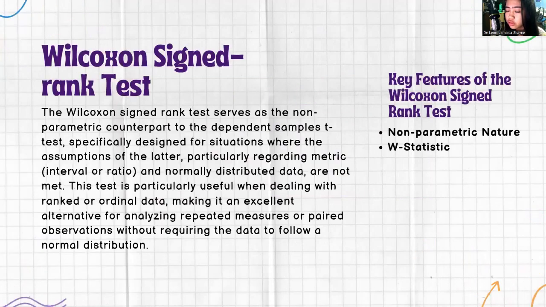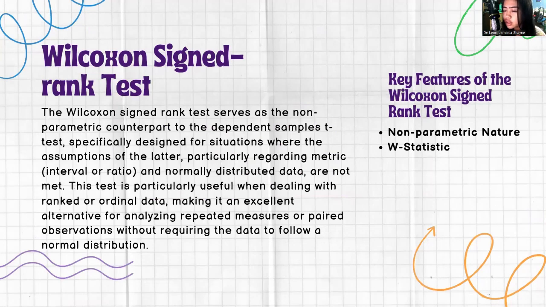What is the Wilcoxon signed-rank test? The Wilcoxon signed-rank test serves as the non-parametric counterpart to the dependent sample t-test, specifically designed for a situation where the assumptions of the latter, particularly regarding metric, interval, or ratio and normally distributed data, are not met. This test is particularly useful when dealing with rank or ordinal data, making it an excellent alternative for analyzing repeated measures or paired observations without requiring the data to follow a normal distribution.